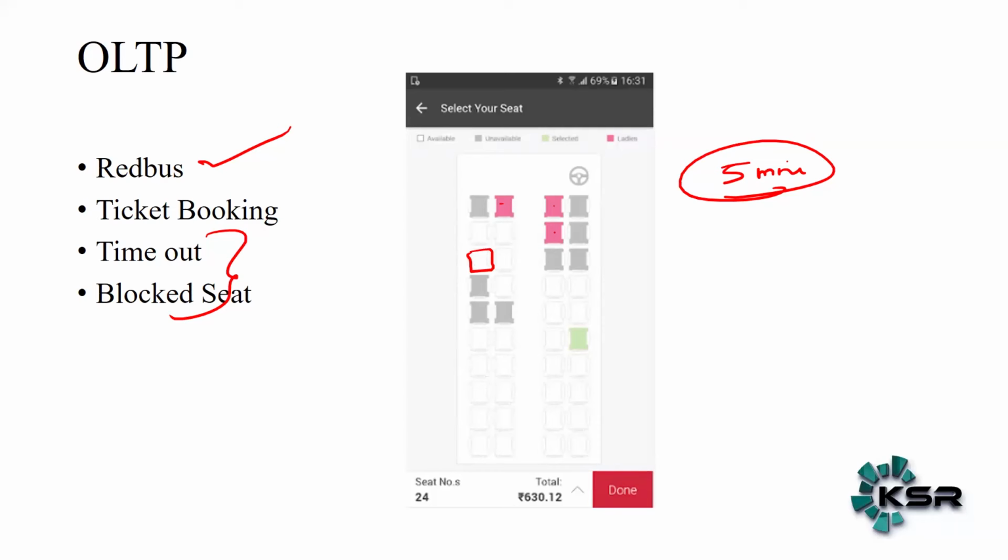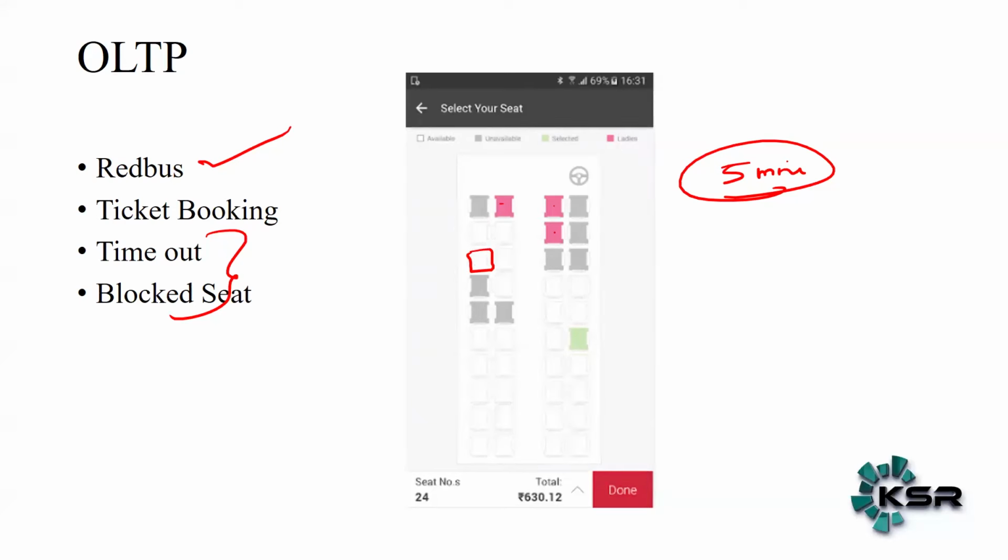All these things are happening as a live interaction between the systems. When you are selecting, the seat is shown for you. Your friend is seeing that the seat is not shown to them. It's because you've already blocked the seat. For at least 5 minutes, the person cannot see the ticket. Whether you do a successful transaction or a failed transaction, depending on that, that seat will be either completely blocked or open for another person.